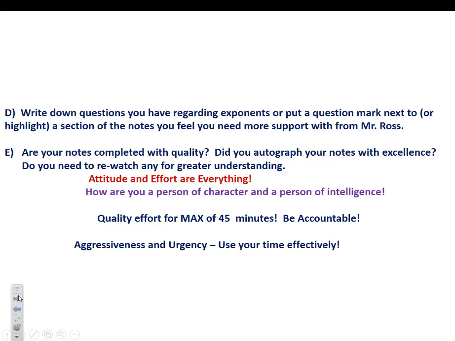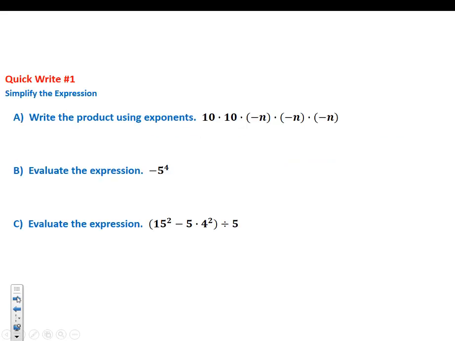All these other things: attitude, effort, aggressiveness. You can put in a max of 45 minutes each night. Please be accountable. Please build your character and your intelligence. And our quick writes for tonight, there are 3 of them. I already included them in your notes, so you don't have to write them down. They're already there. You're pretty much done.